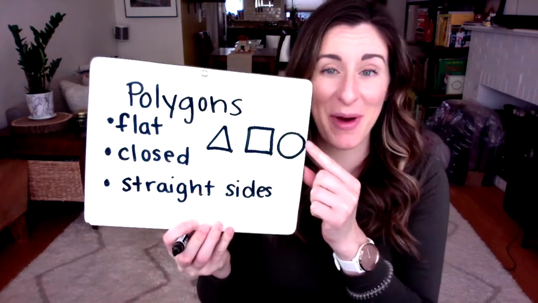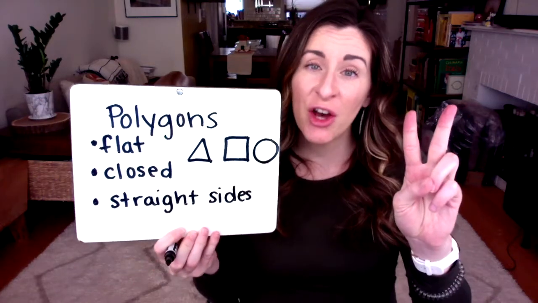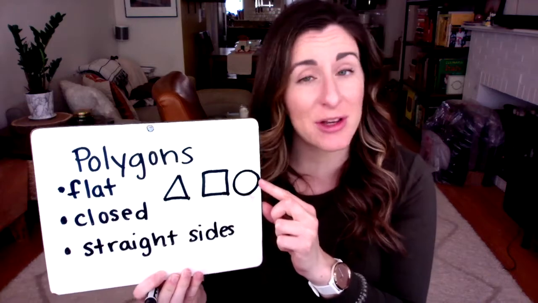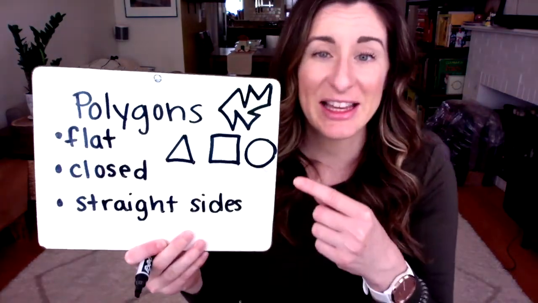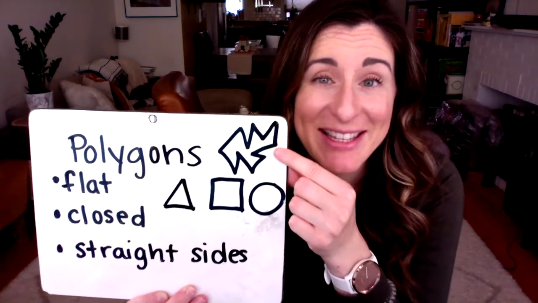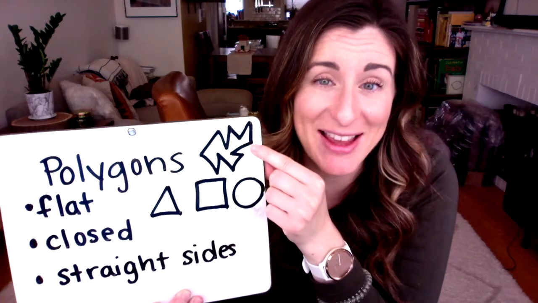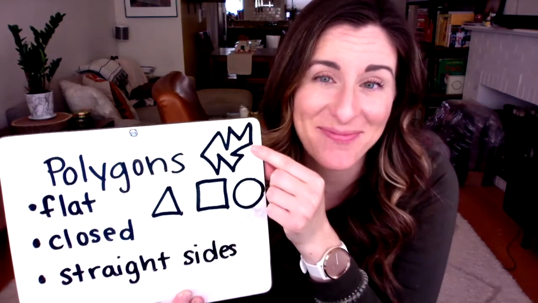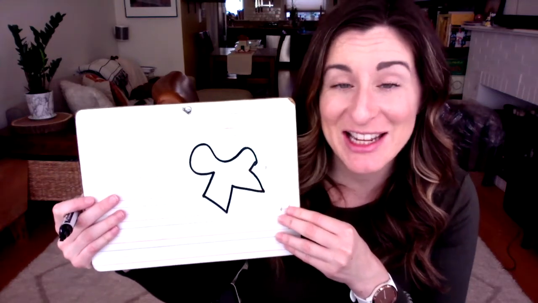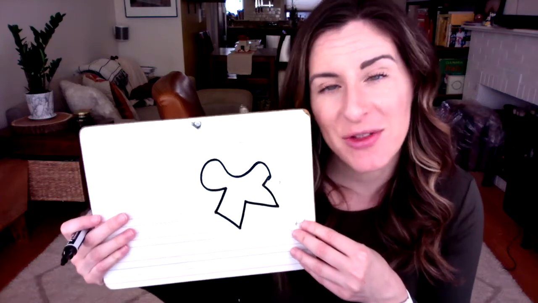Is this shape a polygon? No, it is flat, it is closed, but it does not have 3 or more straight sides, so a circle cannot be a polygon. Is this shape a polygon? Yes, it is flat, it's closed, and it has 3 or more straight sides. It has lots of sides, right? What about this shape? It's flat, it's closed, and it has straight sides. Do you think it's a polygon?